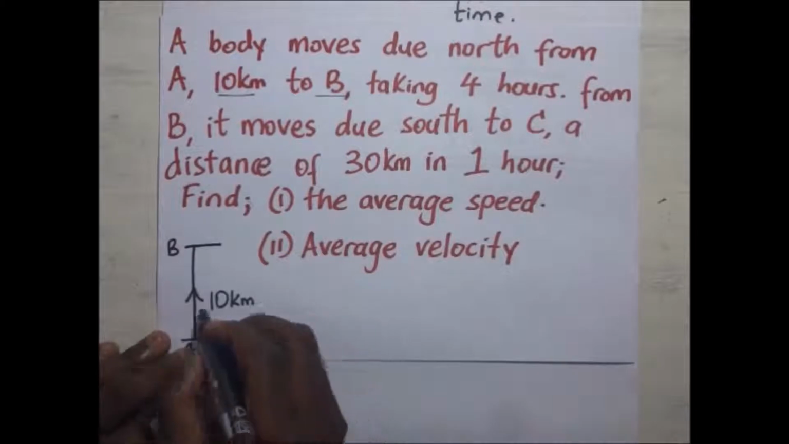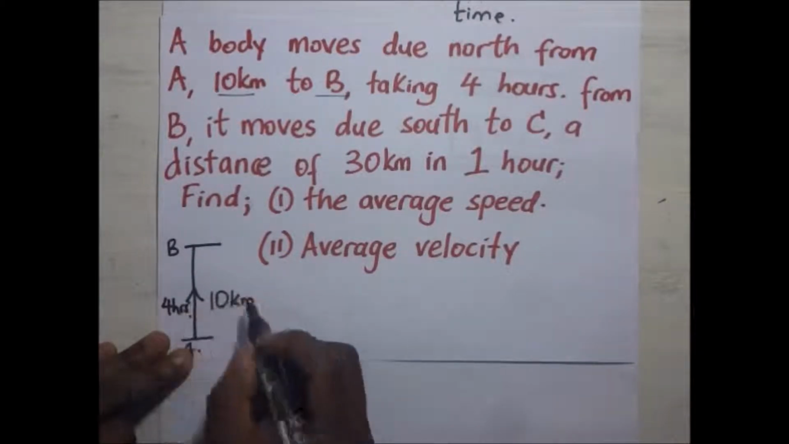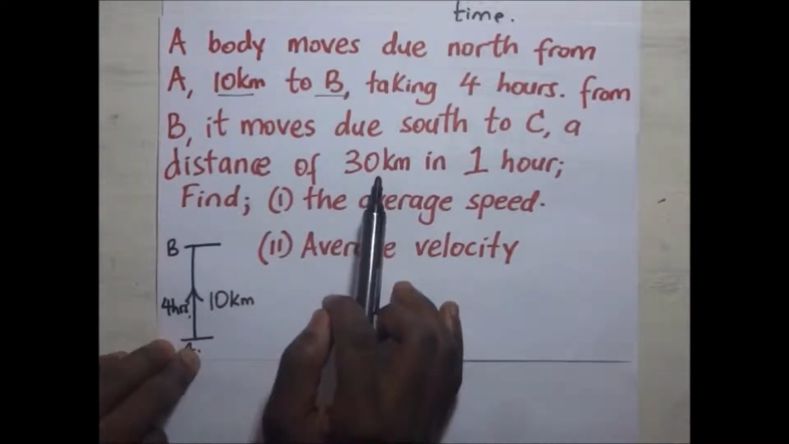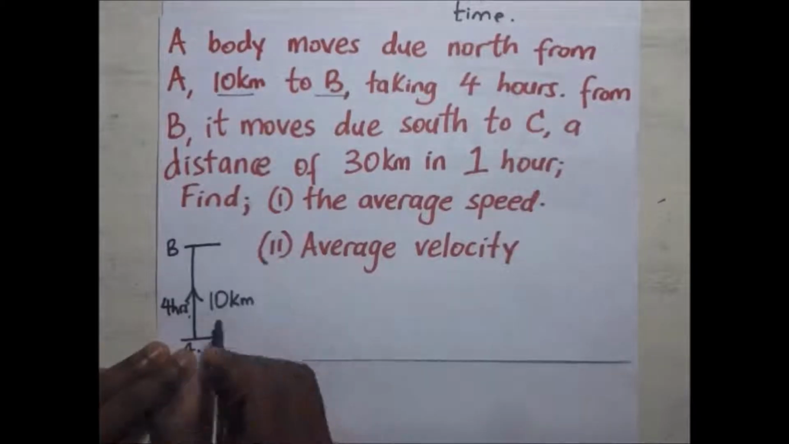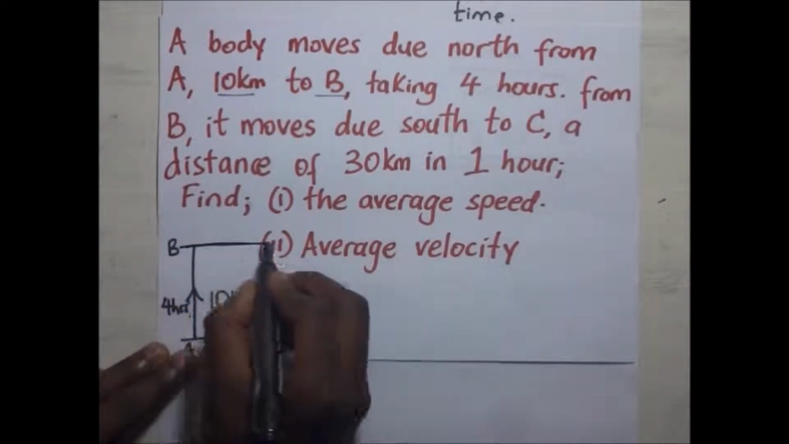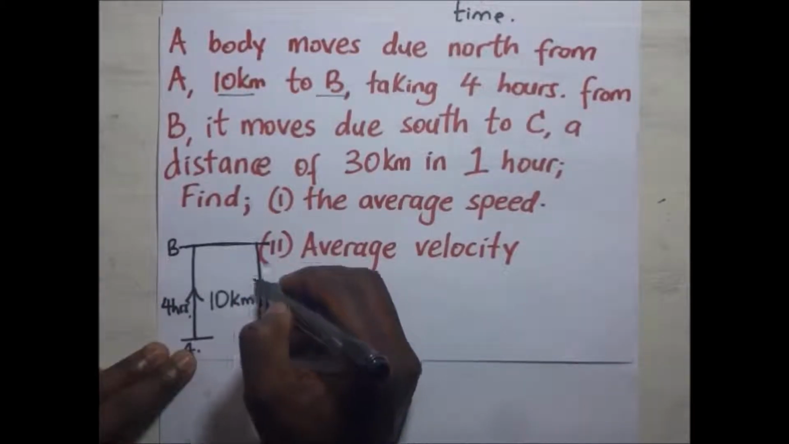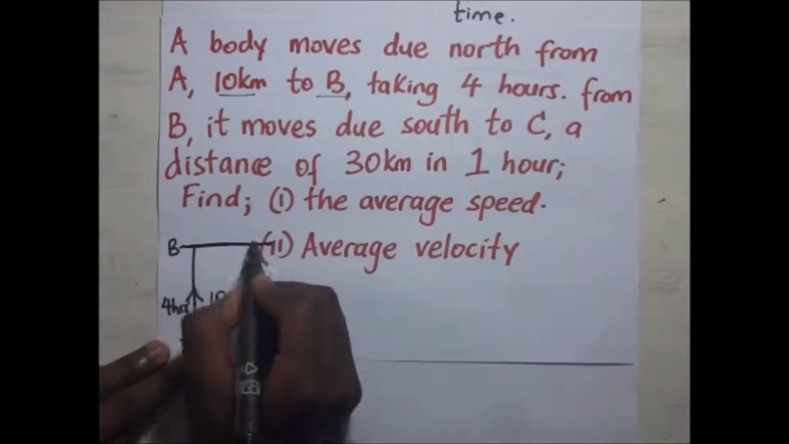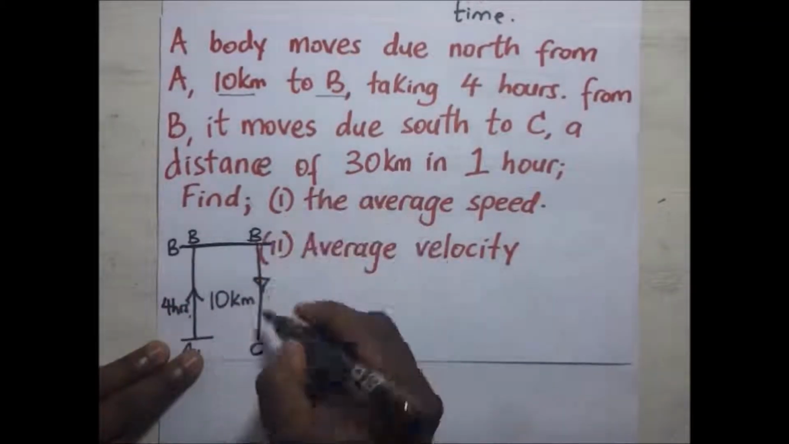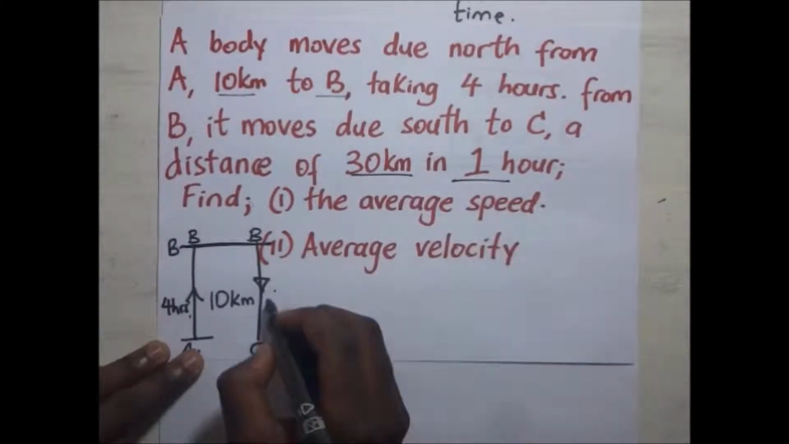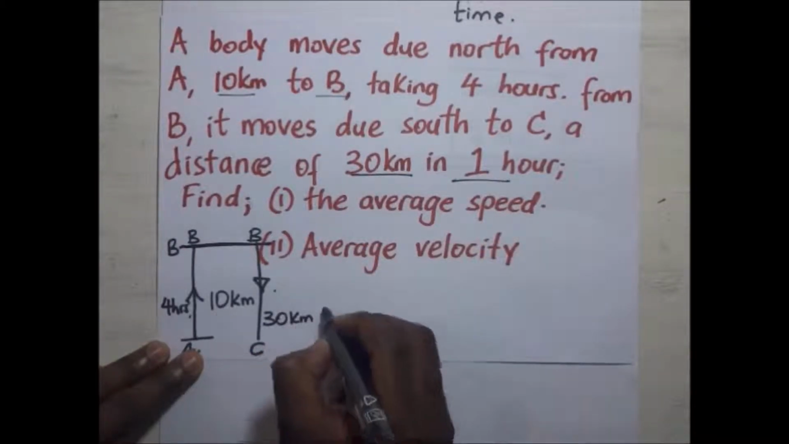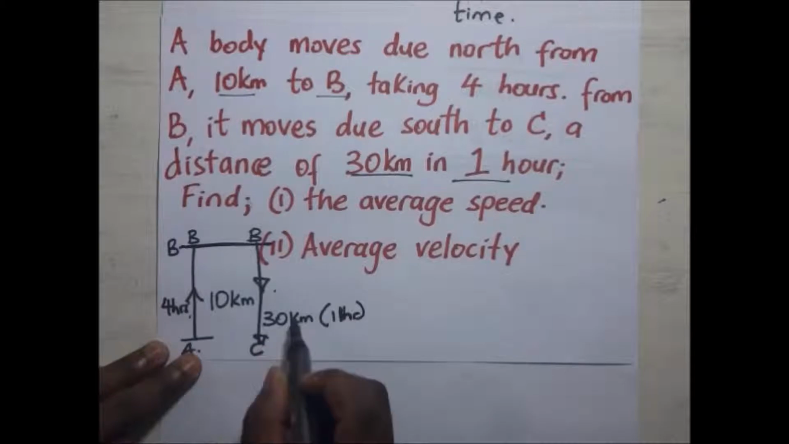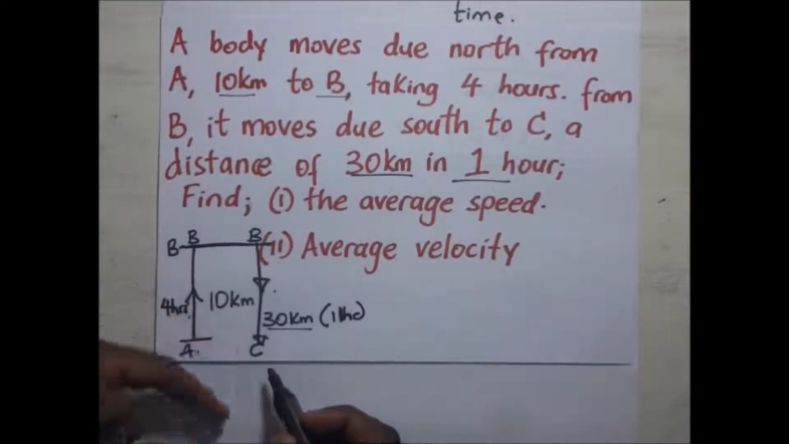for 4 hours. So the time taken here is 4 hours. From B, it then moves due south to C at a distance of 30 kilometers in 1 hour. So as it comes up to B, it's going to move back down to another point C. It is moving from this point B down to C, which is 30 kilometers in 1 hour. So it's going to move 30 kilometers in 1 hour up to point C.